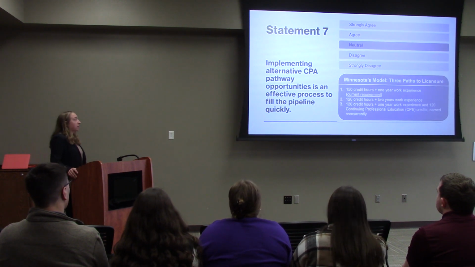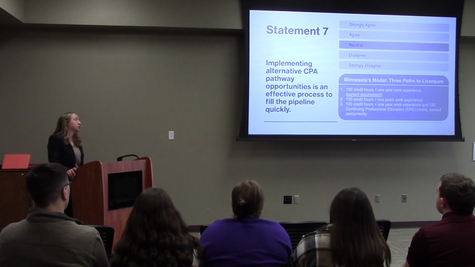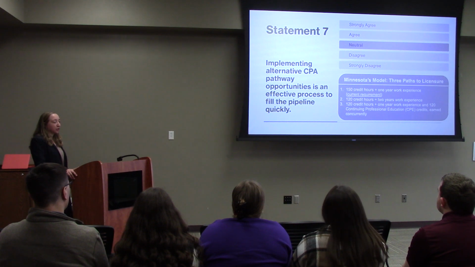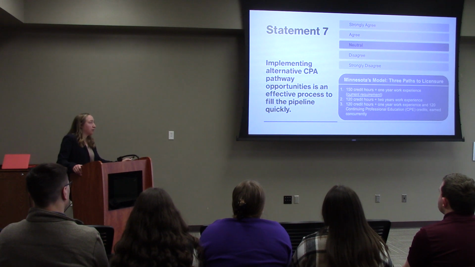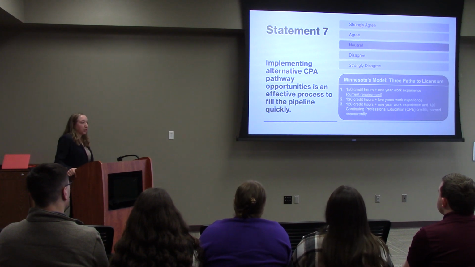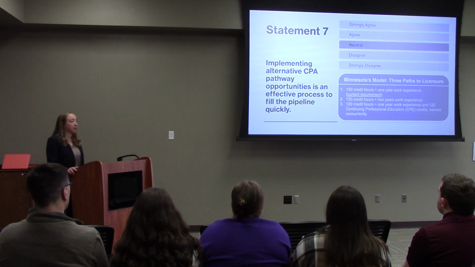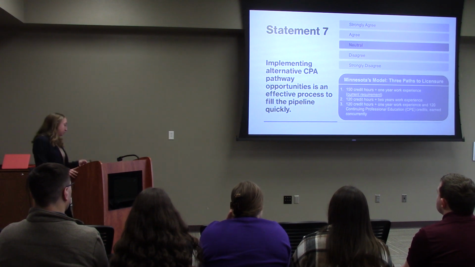The seventh statement that I posed was: implementing alternative CPA pathway opportunities is an effective process to fill the pipeline quickly. Participants were generally neutral on this statement, and during my interviews, I gave them the example of the Minnesota model. So again, the Minnesota model has 3 paths to licensure: the 150 credit hours plus 1 year of work experience, which is the current requirement; the 120 credit hours plus 2 years of work experience; and then the 120 credit hours plus 1 year of work experience and 120 continuing professional education credits earned concurrently.